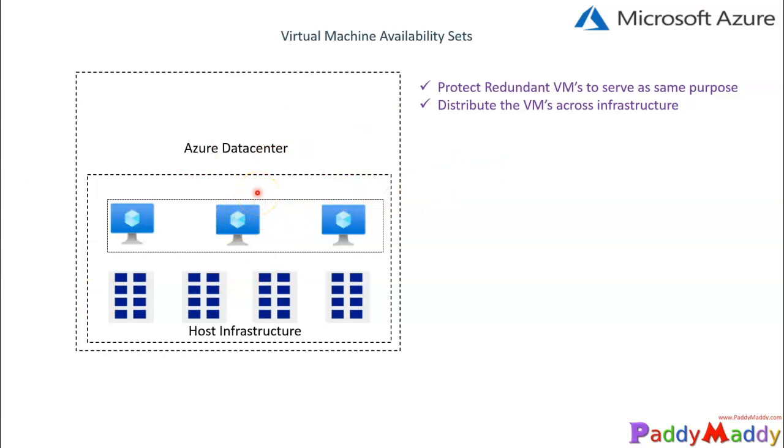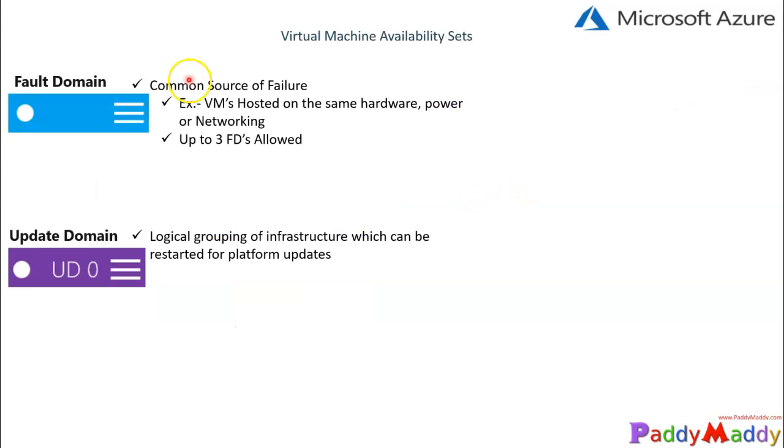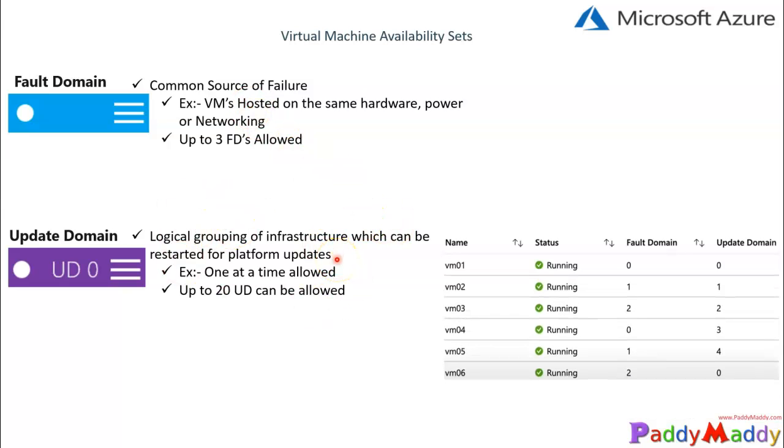There are two concepts that need to be talked about at this point. The first one is the fault domain, and the other one is the update domain. So let's talk about the fault domain first. When we configure our availability sets within the Microsoft Azure portal, when you are trying to create a virtual machine, we need to specify the number of fault domains that we want to use for our availability set. You can go up to 3 fault domains.